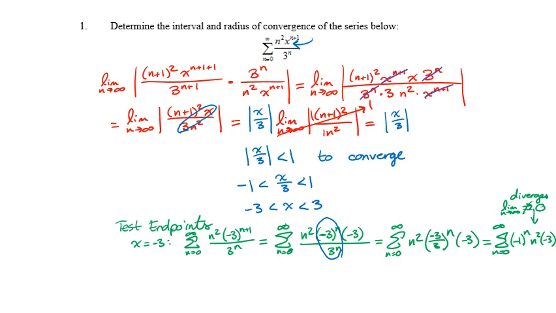Sorry, this would not be the nth term test. This would be the alternating series test, because negative 1 to the n is your alternating series. So we're left with negative 3 times n squared, which diverges because it goes off to infinity. So this will diverge, which means x equals negative 3 is not part of our interval of convergence. But that's just negative 3.